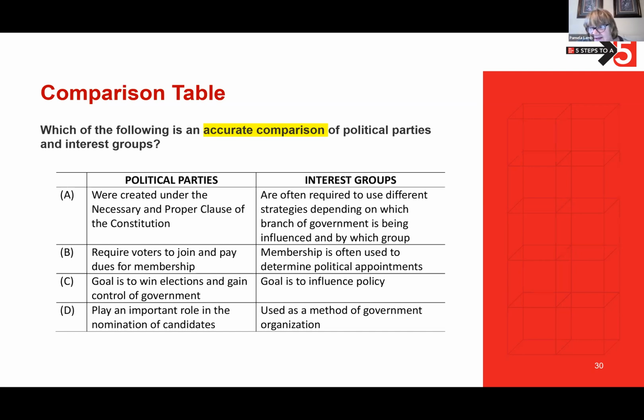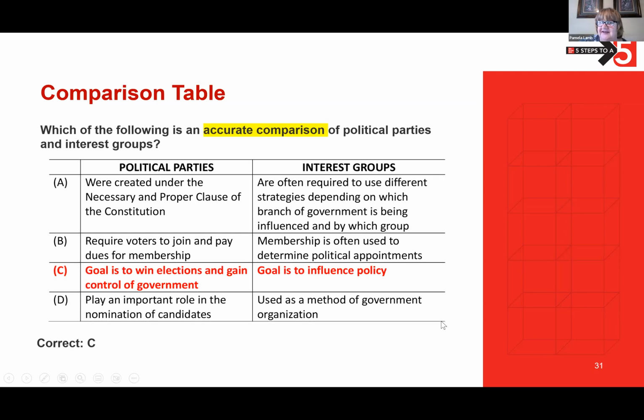Okay, it looks like everybody has picked answer C. Political parties want to win elections and gain control of government. Interest groups, their goal is to influence policy. And the correct answer is C. So you guys did good.